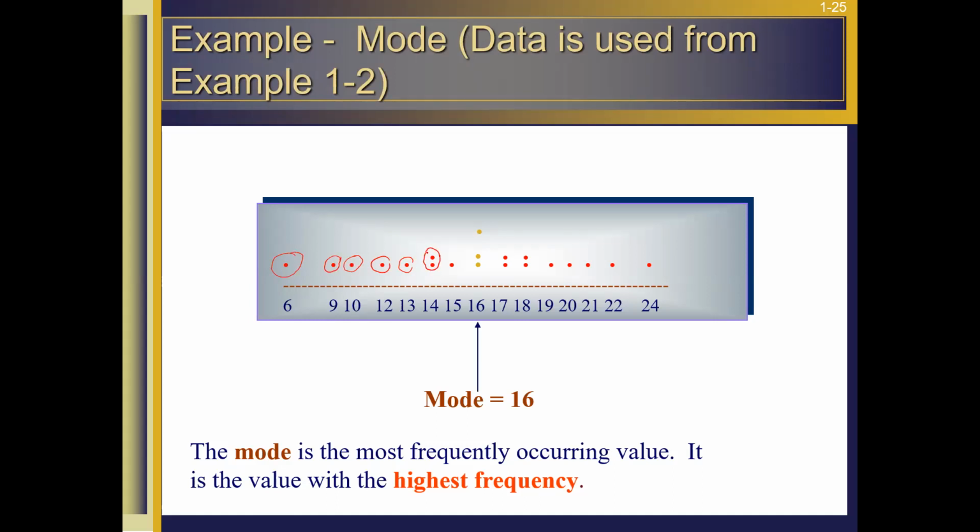See, I am circling here. I have circled that there are 2 dots here at 15, 1. But at 16, there are 3 values. Okay, there are 3: 1, 2, 3. So that is the most occurring number. That is the mode, the most occurring number. Mode is the most frequently occurring value. It is the value with the highest frequency.